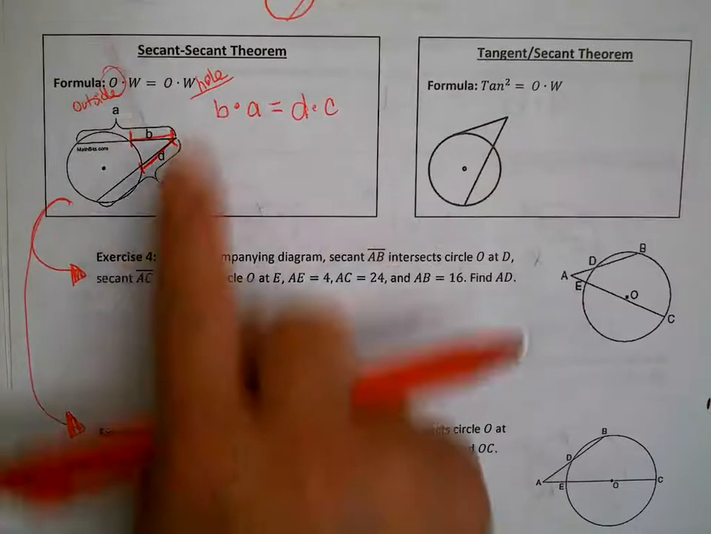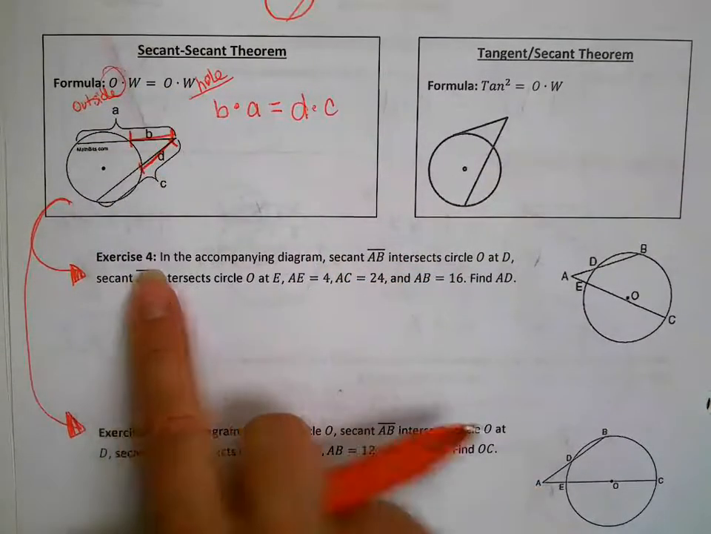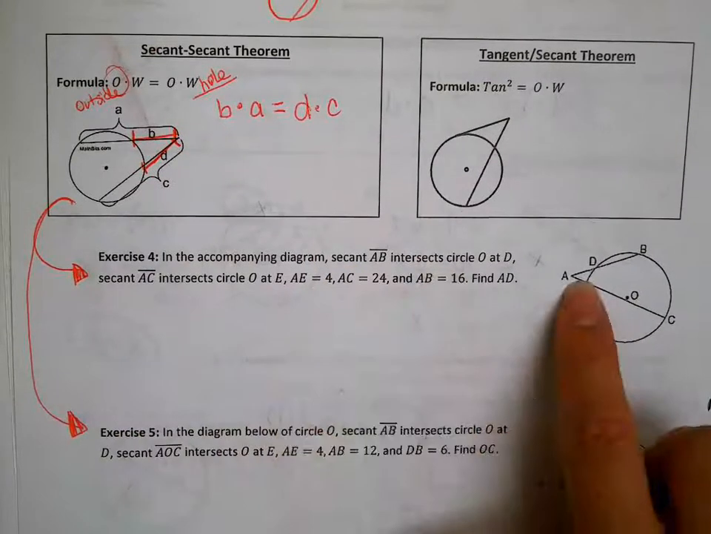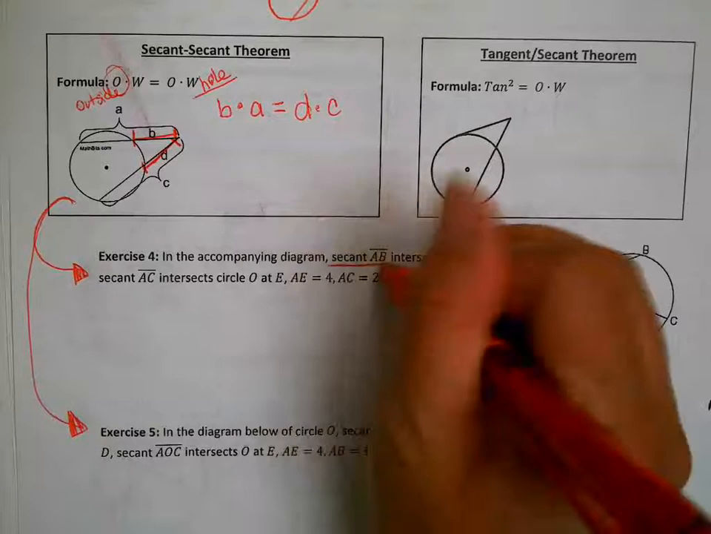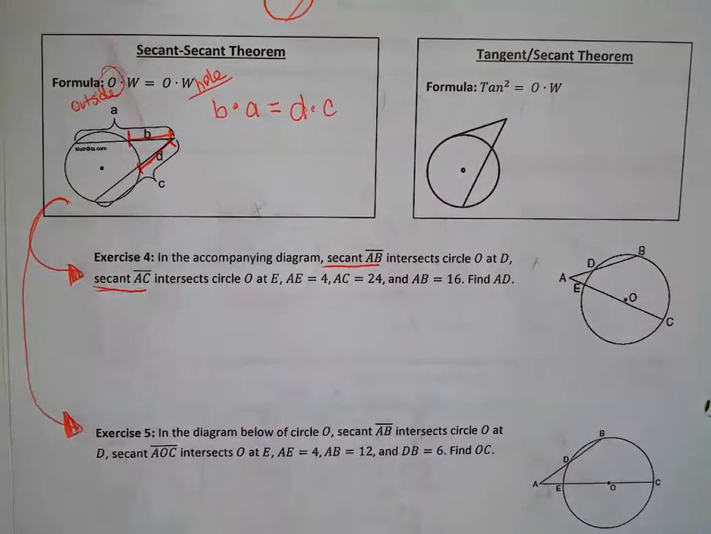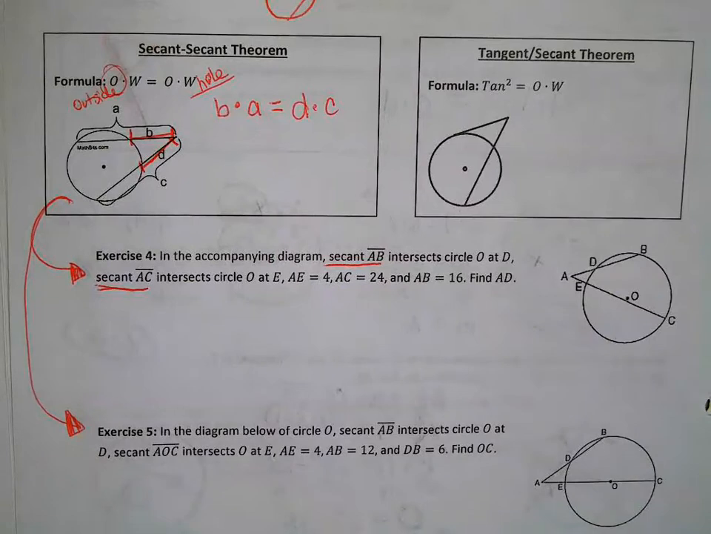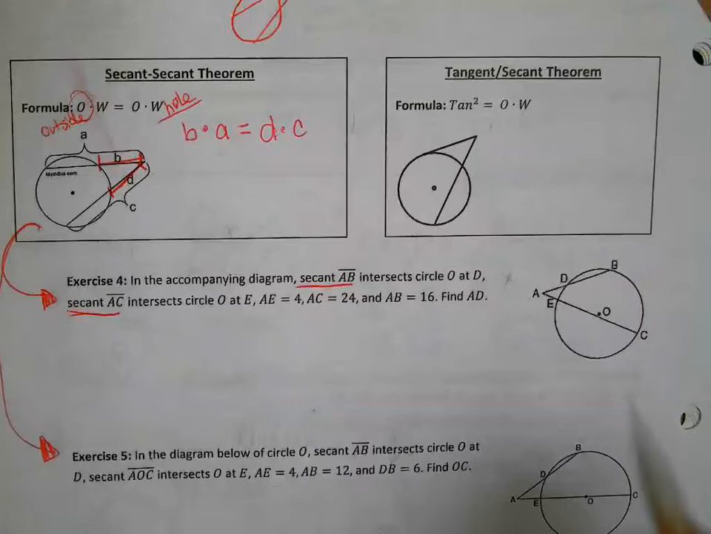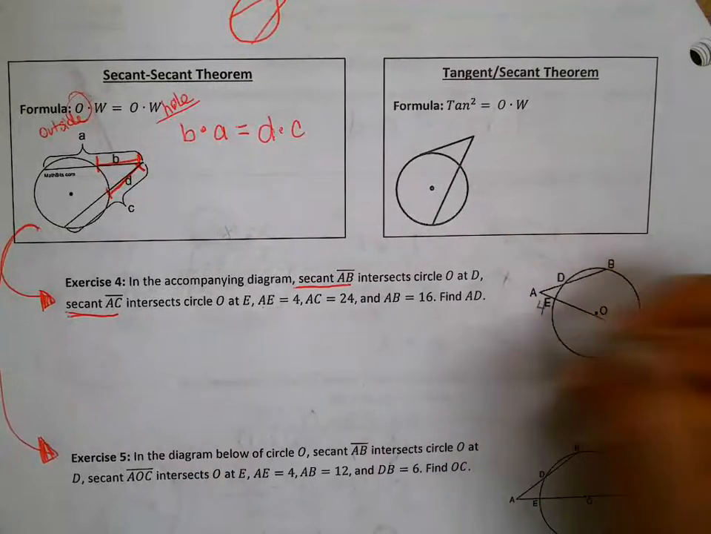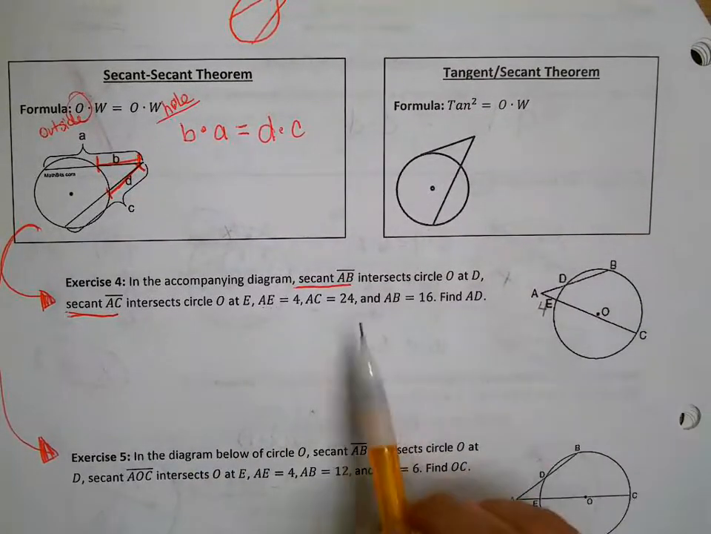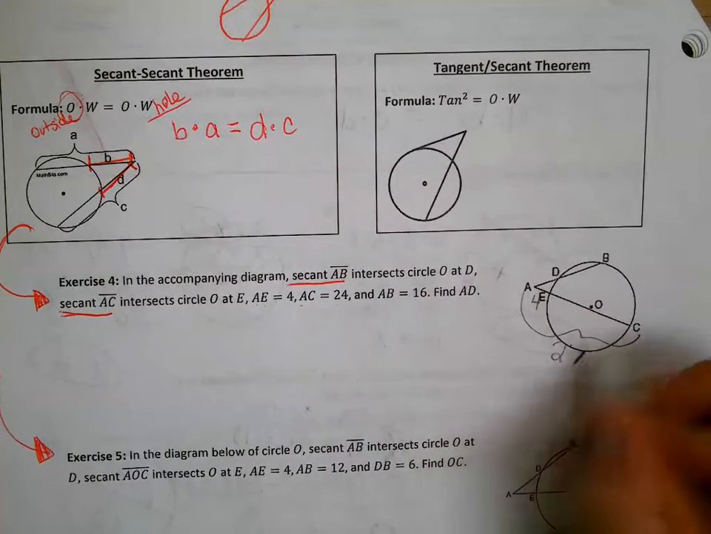So looking at exercise 4, we're going to go off of this outside times whole and outside times whole. So there's a product of two sets. The accompanying diagram, secant AB intersects circle O at D, and secant AC intersects the circle. So that sentence told you it was two secants. So we're looking at outside times whole, outside times whole. Marking up the diagram. Just gonna grab my pencil. It's kind of a small picture. If AE is 4, that's an outside part. AC, A to C, the whole secant, is 24.